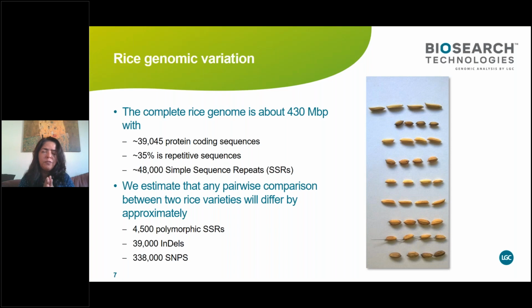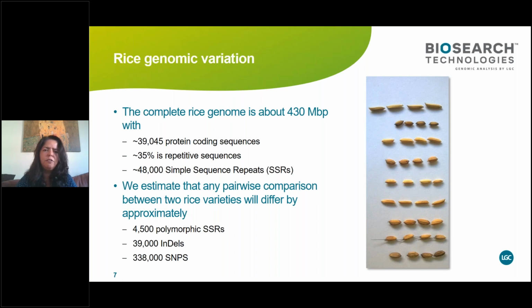When we compare two varieties, this will give us a true indication of the polymorphic nature of rice. So when we compare the two different varieties, over 4,500 polymorphic SSRs can be identified. There's about 39,000 indels, but there are nearly 338,000 SNPs. So this gives you an indication of the variability and the types of markers that could be targeted in rice in particular.